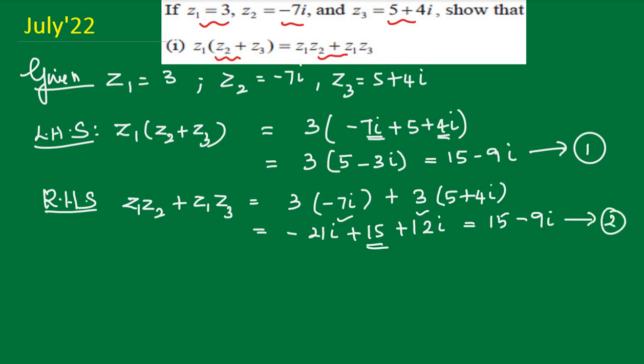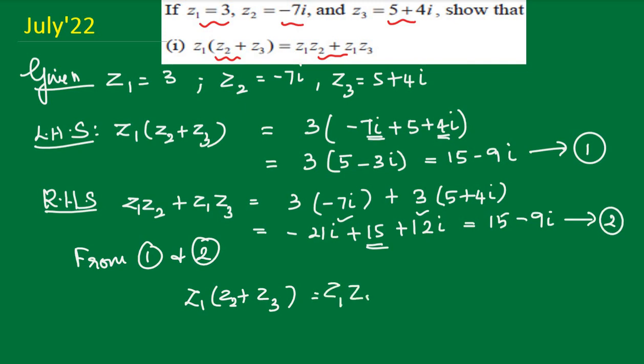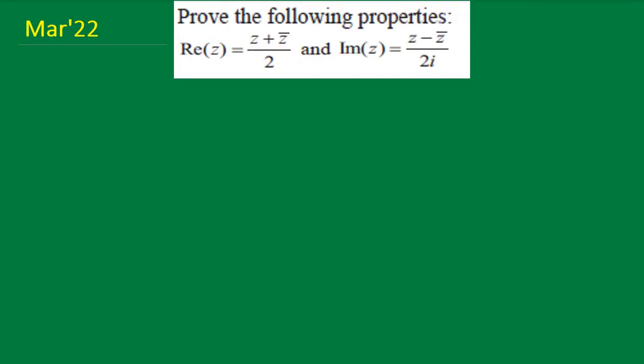Therefore, from 1 and 2, we can write LHS, that is Z1 into Z2 plus Z3, is equal to Z1 Z2 plus Z1 Z3. Next question is very simple and important.